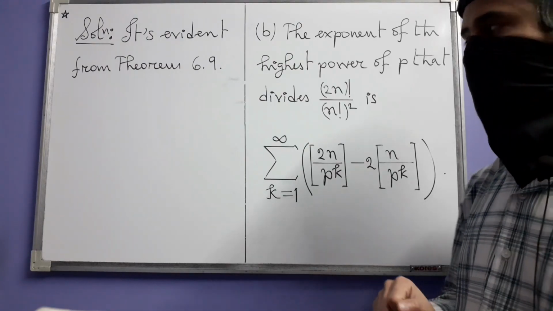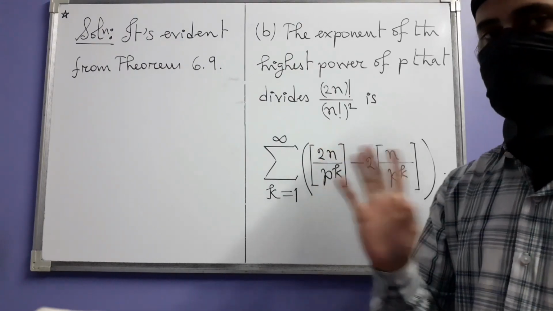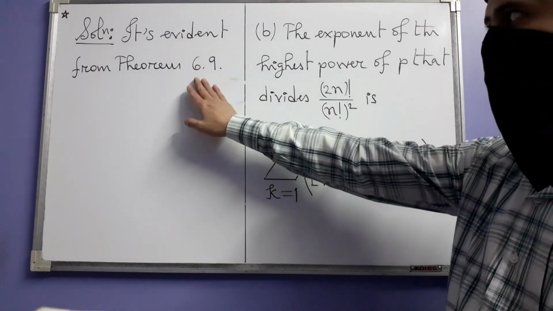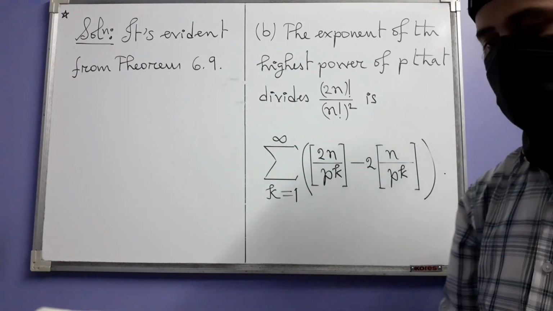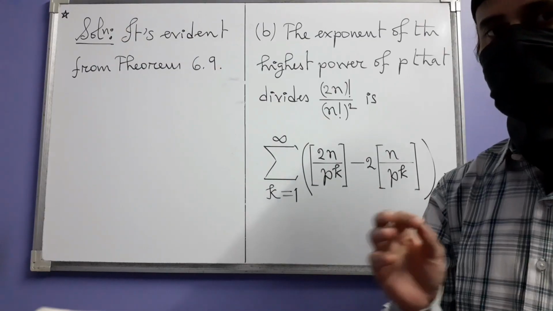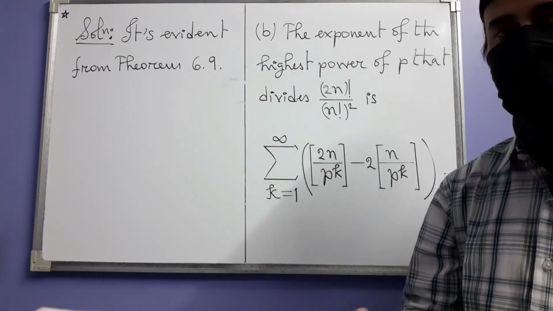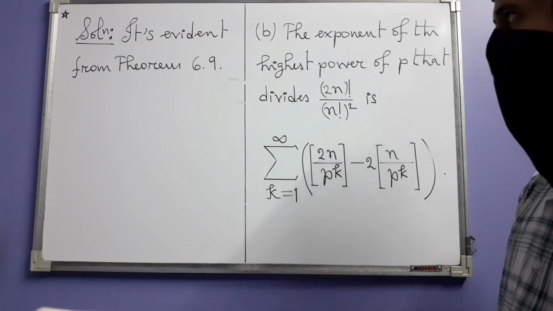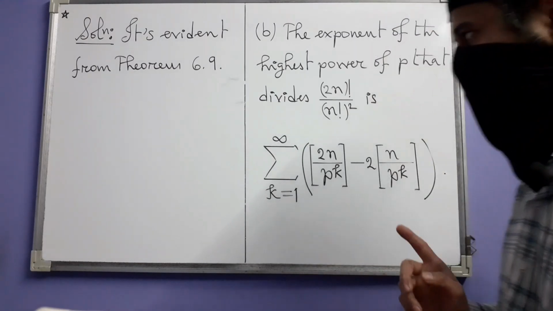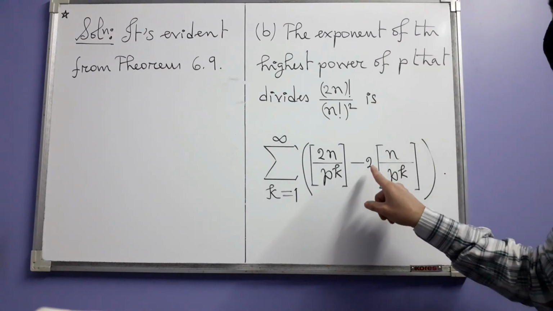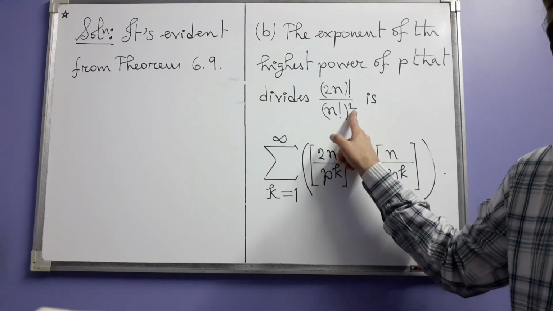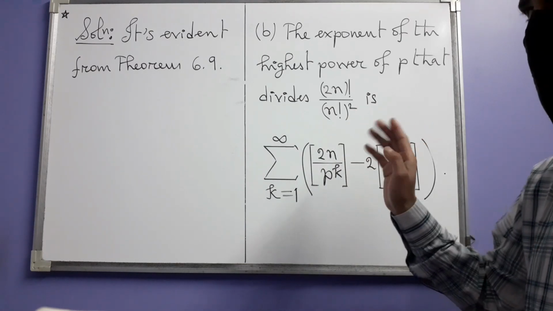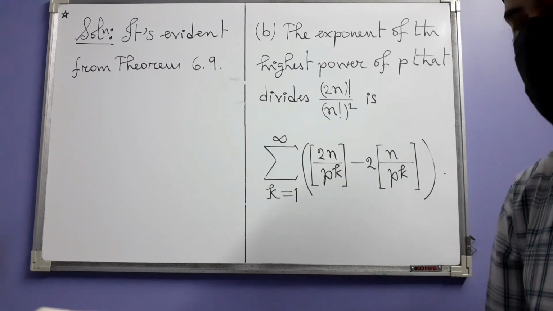Having come this far, you should be able to understand why. You go back to theorem 6.9 and see what it says about highest exponents of primes which divide a factorial. I will just, however, point out one thing. This 2 here comes because you have a square here. I won't say anything more. Let's now see part C.